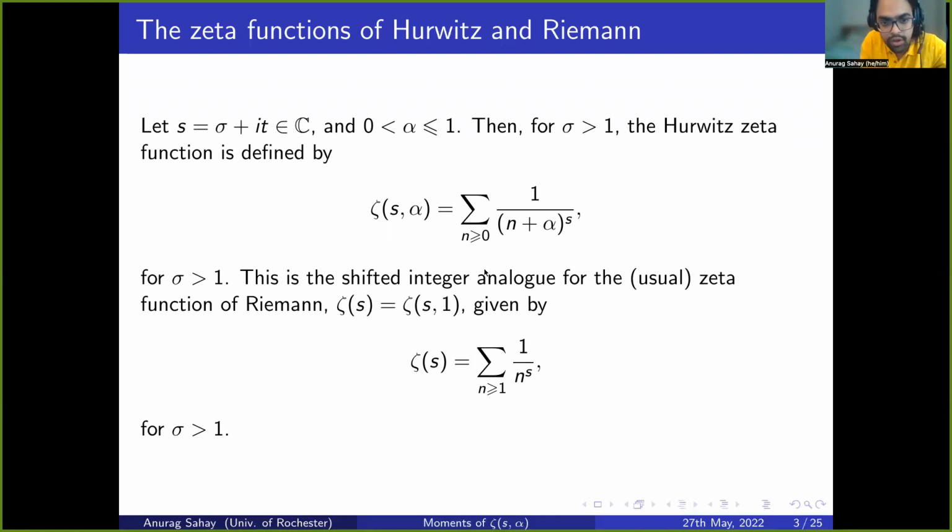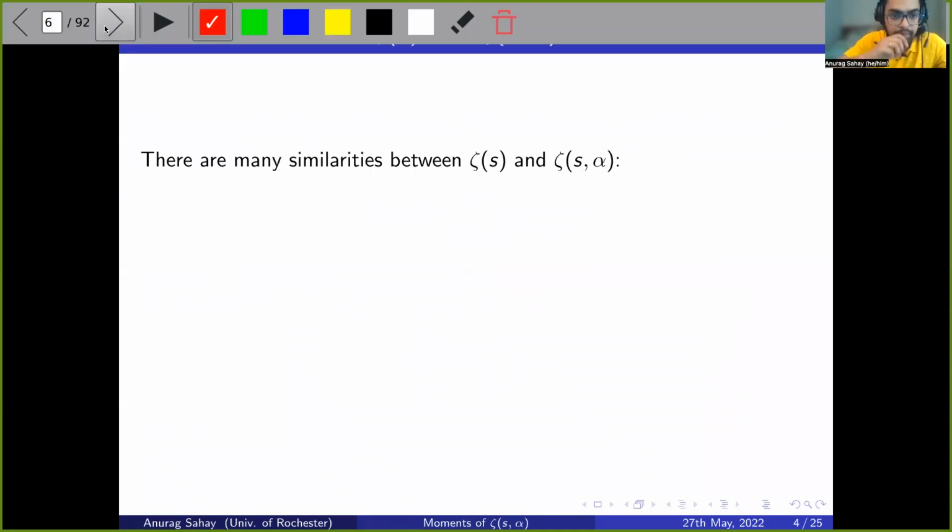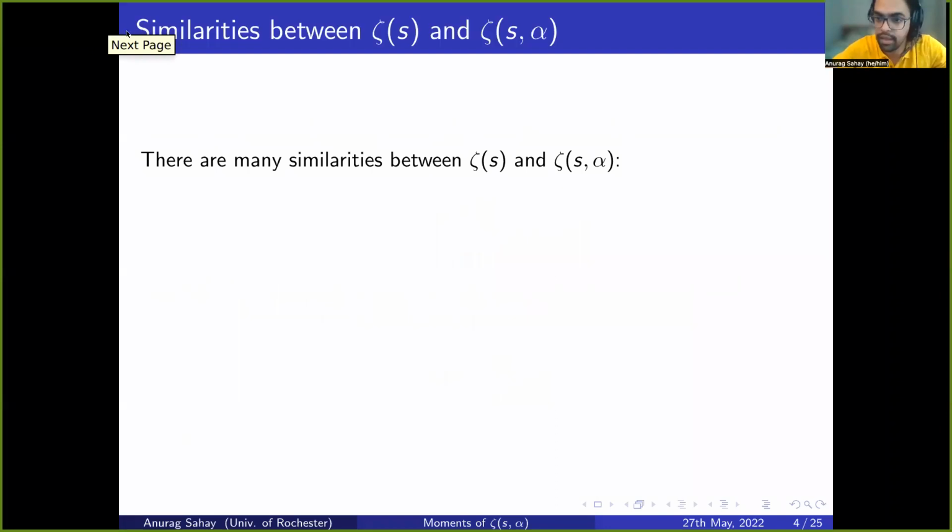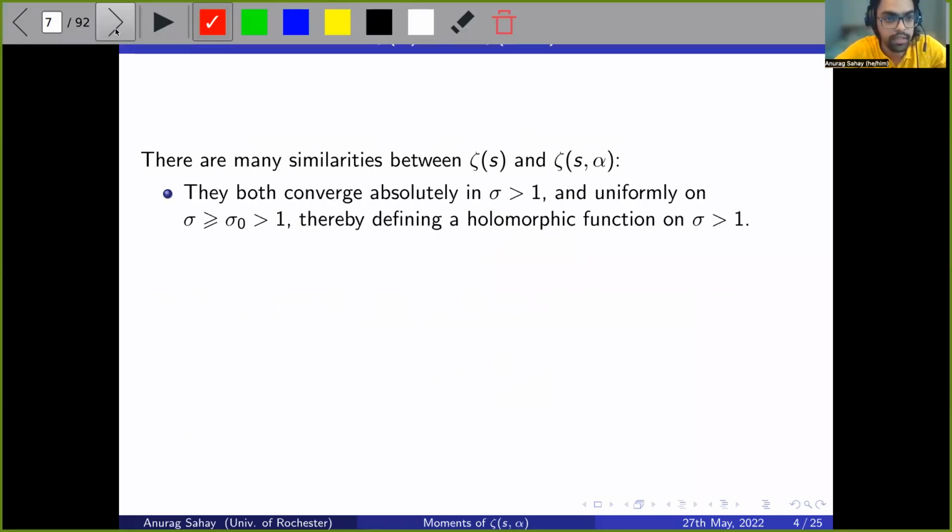One thing I want to draw your attention to is that the way it's normalized in the literature is that you start the sum at n equals 0. So the zeta function actually corresponds to alpha equals 1, right? That's not a choice I would have made if I could rewrite the literature, but it is what's used in the literature, so that's how it's defined. There are a lot of similarities between the two zeta functions, so let me give you a list of them.